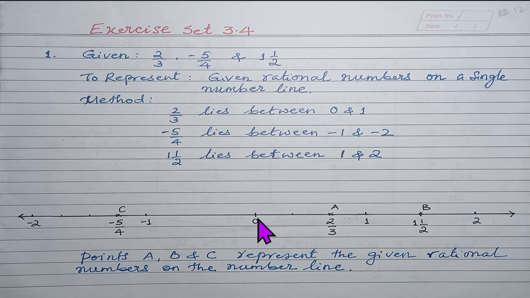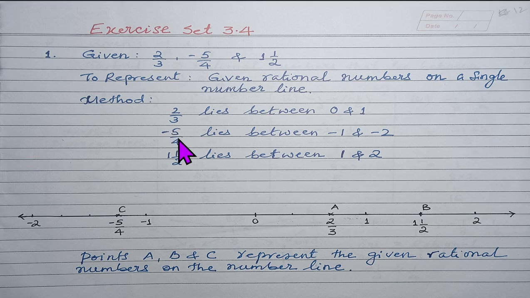When I say 2 by 3, from 0 to 1 I have to make 3 parts. 1 part, second part, third part. So this is 1 by 3, this is 2 by 3. So the point A on the number line represents 2 by 3. Now coming to 1.5. Between 1 and 2, it has to be divided into 2 parts. So this is 1 and this is half. So it is 1.5, that is 3 by 2, and that is the point B. So point B represents 1.5 here.